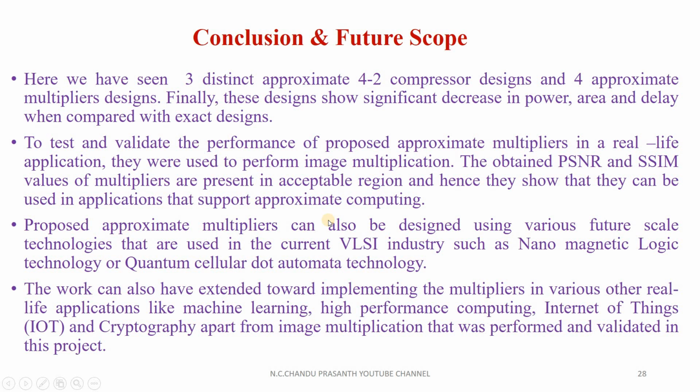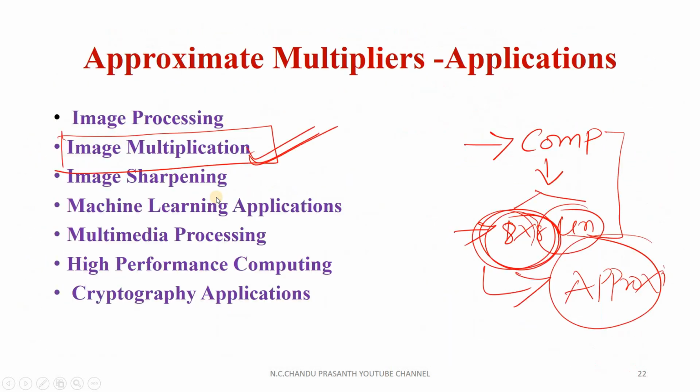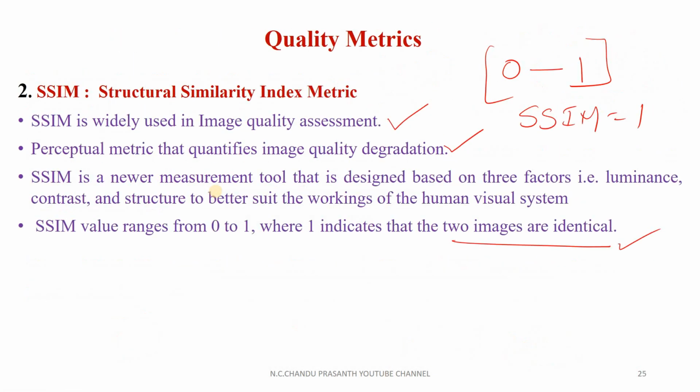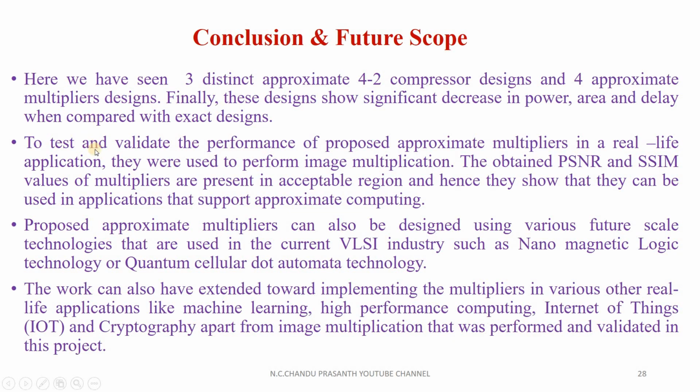The main advantage of the approximate designs is that you can observe the area, power and delay get reduced. Initially I showed the comparison only for power, but area and delay also get reduced. So initially we designed three approximate four-to-two compressor designs. After that, I designed four approximate multiplier designs, multiplier 1, 2, 3, 4. They show a significant decrease in power, area and delay.